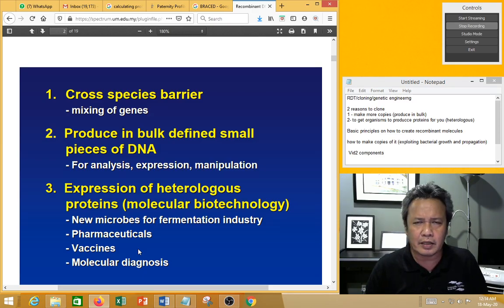Basically that will be the main consideration, because you have to make sure that the bacteria is able to produce the gene correctly.